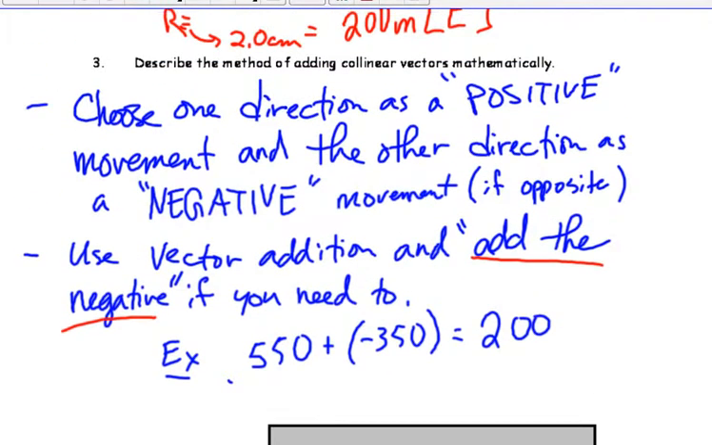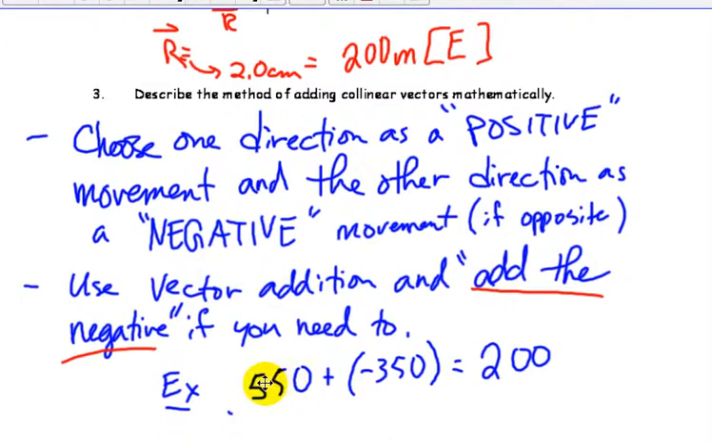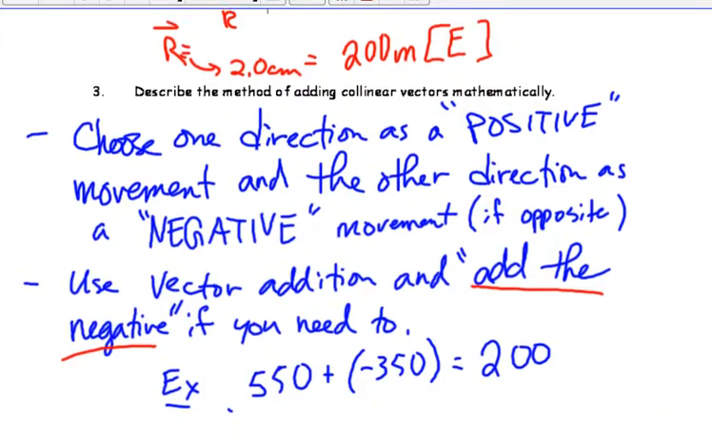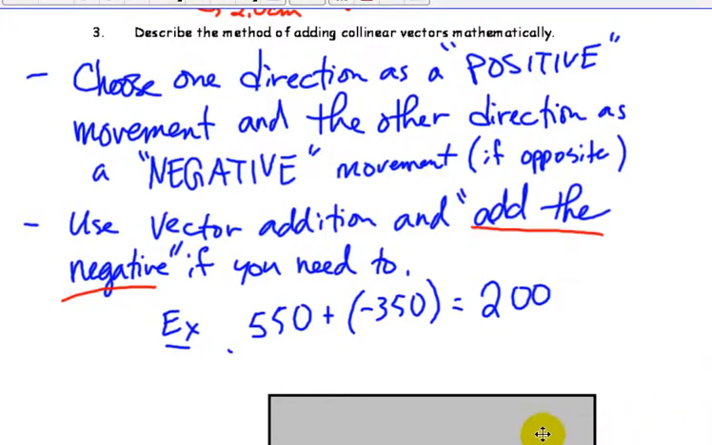Now by that, you can think of it like this. If you have a question such as 550 subtract 350, you can think of that as 550 plus negative 350. Adding the negative. 5 subtract 2 is the same thing as 5 plus negative 2. So we're going to use that little trick here with vector addition. We're always dealing with vector addition even when we have negatives.